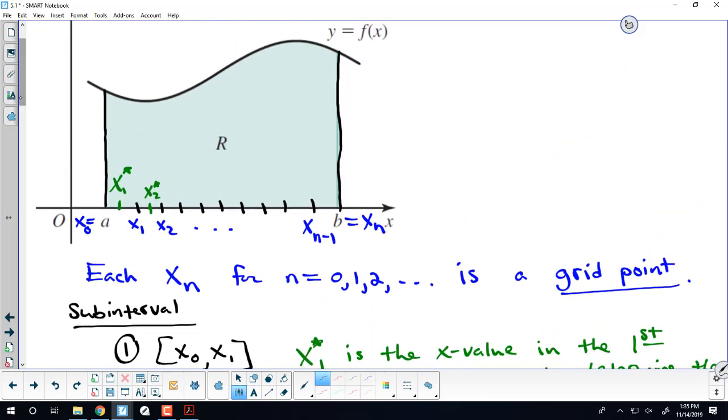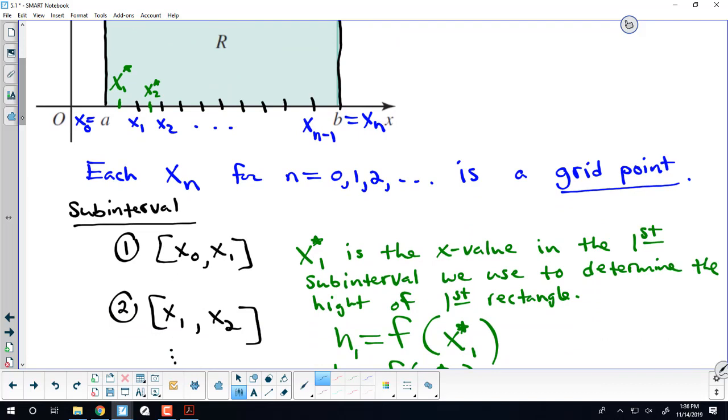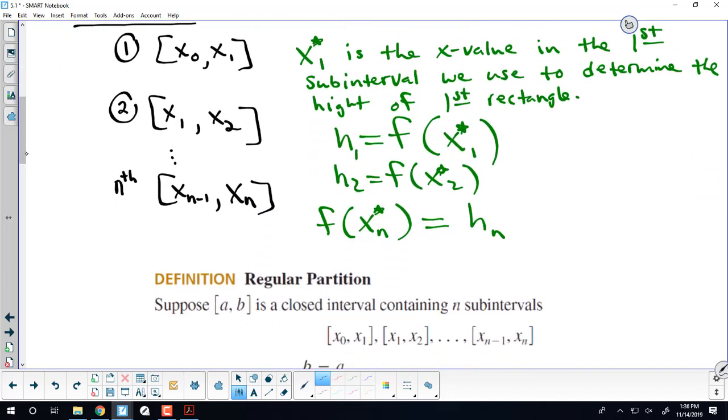So for each one of these x sub 0, 1, 2, etc., those are going to be called grid points. They're basically just the boundary of each rectangle. What x value gives you the boundary of each one of your rectangles. Those are called grid points. And we have these subintervals. The first subinterval goes from x sub 0 to x sub 1. That's the length of the first rectangle. The second subinterval, the second rectangle, goes from x1 to x2. And so on and so on. The nth rectangle goes from x sub n minus 1 to x sub n. Or, if it was the 100th rectangle, that would be x sub 99 to x sub 100.